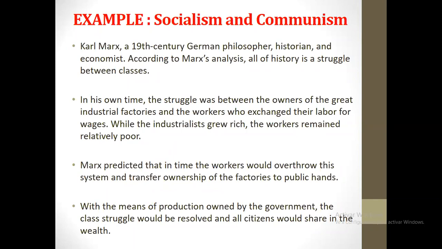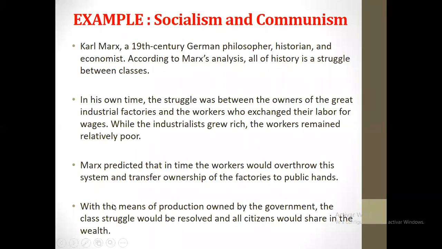That's the word. Okay, miserable wages. Okay, so Marx predicted that in time the workers would overthrow this system and transfer ownership of the factories to public hands. Todo pasaría, la factoría pasaría a mano del pueblo.